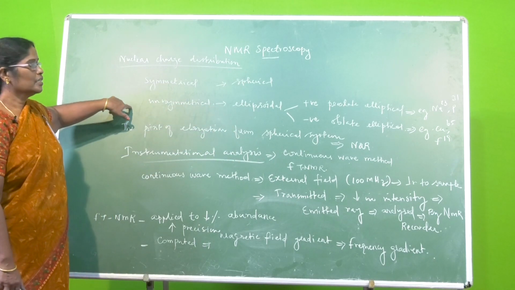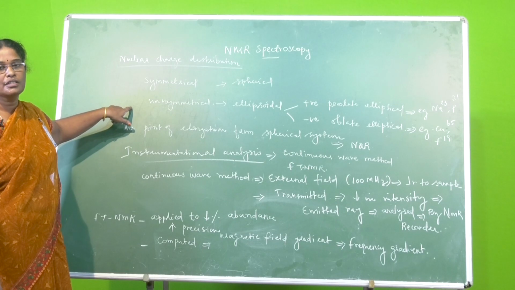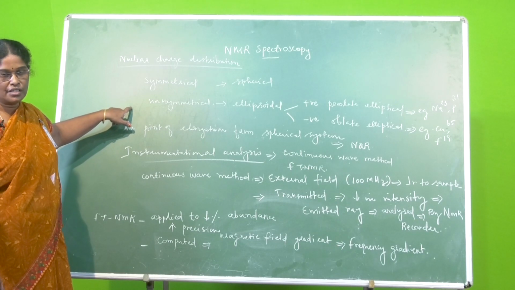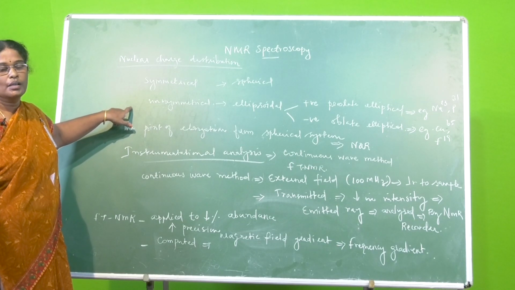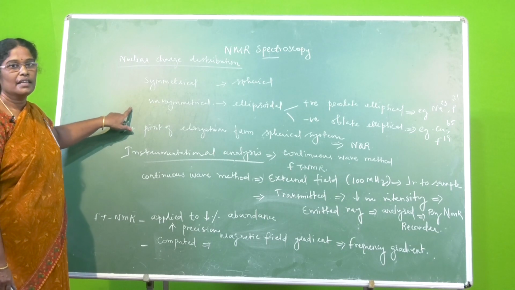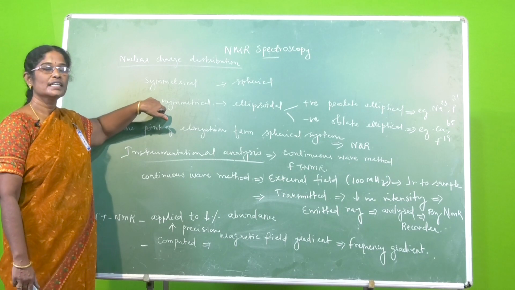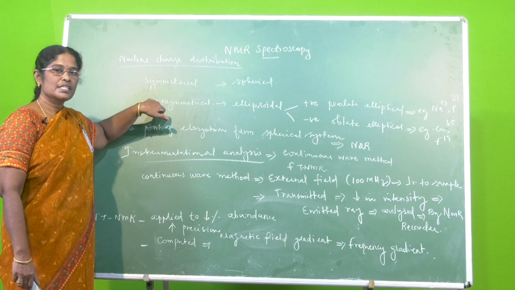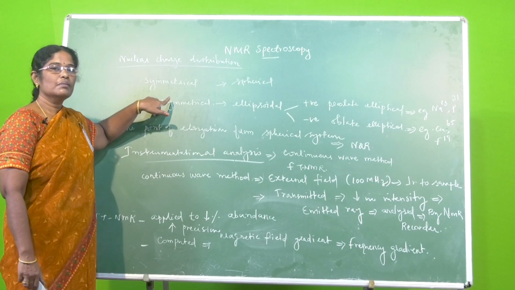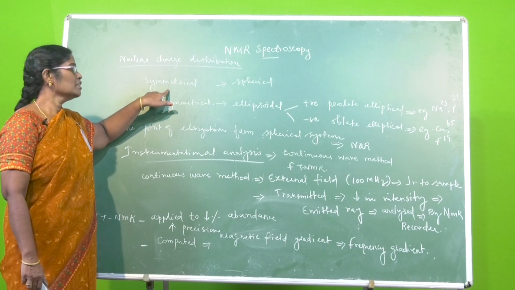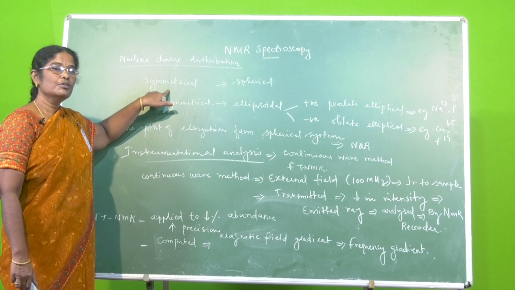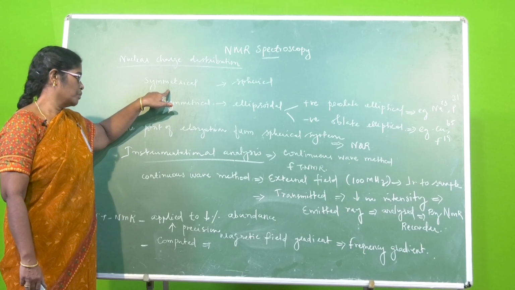The second parameter, which is the unsymmetrical distribution of magnetic flux density or charge density between the nucleus and the electrons, is responsible for NQR spectroscopy, which we call nuclear quadrupole resonance, in addition to NMR spectroscopy. The first parameter will give rise only to nuclear magnetic resonance spectroscopy.